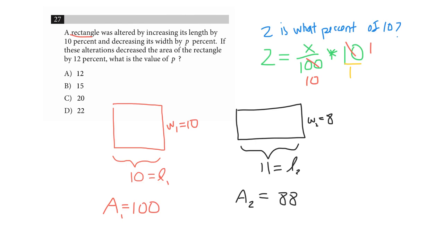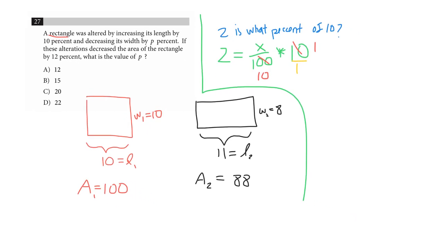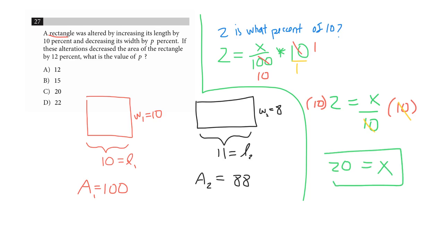So we have 2 equals x over 10, and we are trying to solve for x. We can do so by multiplying both sides by 10 to get rid of the denominator on the right-hand side. So we have x equals 20. That is the answer, because it's x percent.